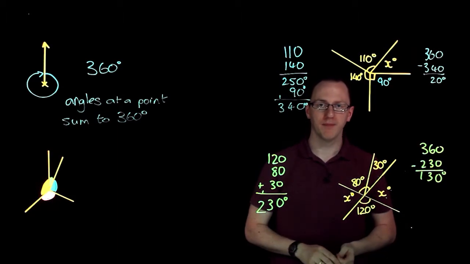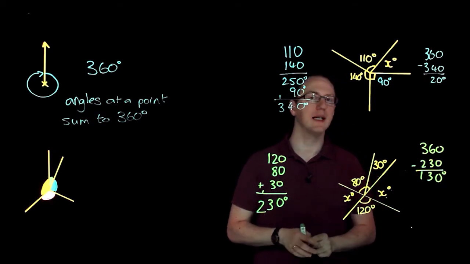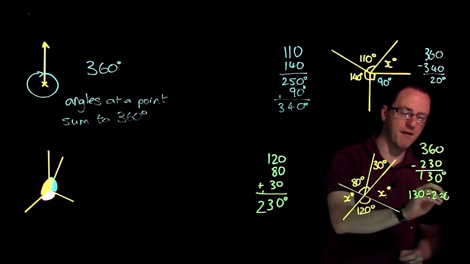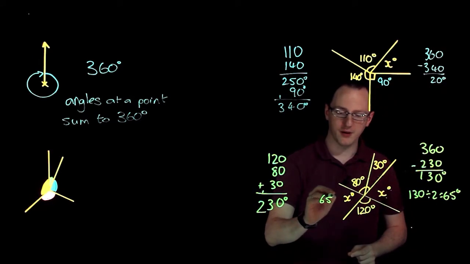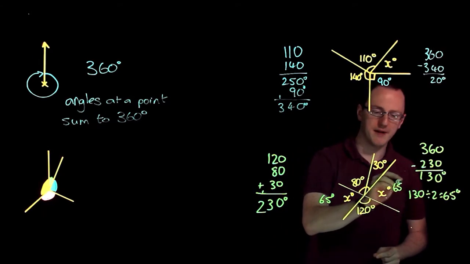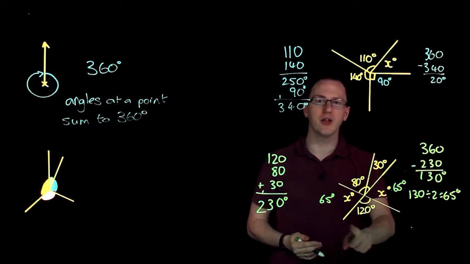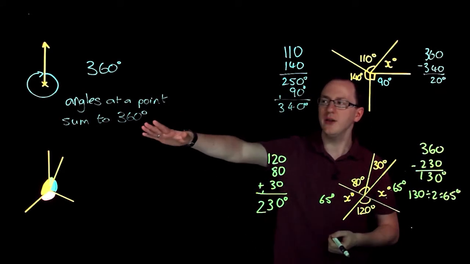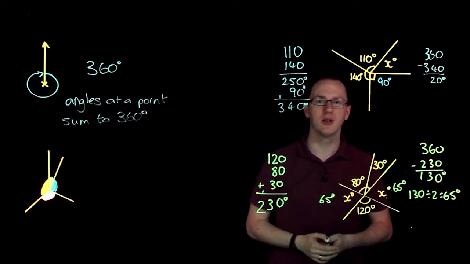They're both equal. So I can half 130. Half of 130 is 65. 130 divided by 2 is 65, which means that in this case, this angle is 65 degrees and this angle is 65 degrees. We could do a final check and add these all together to make sure they came to 360. Always good to make sure we've got the right answer. So the angles at a point sum to 360 degrees. Let's use that fact to solve some problems.